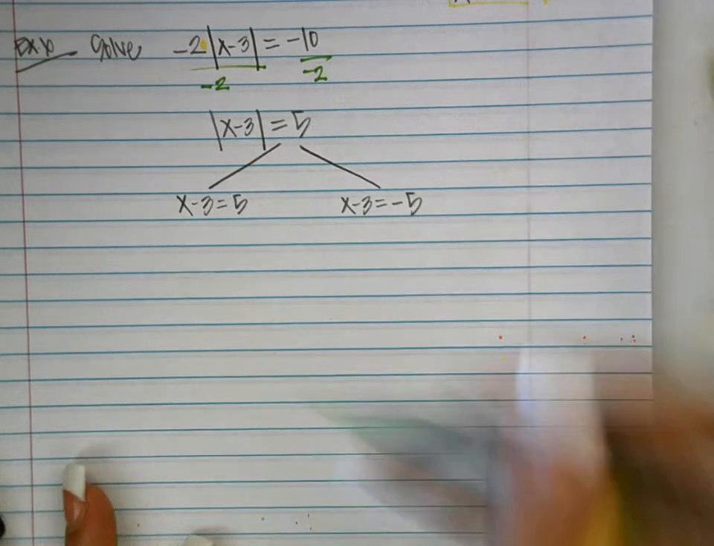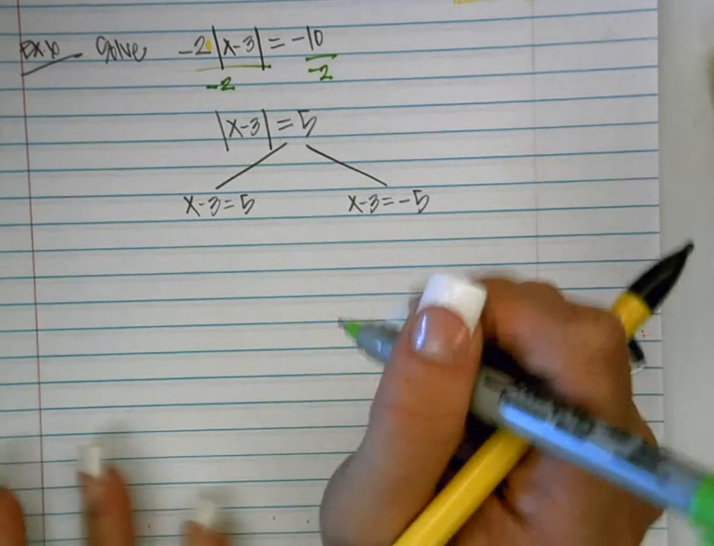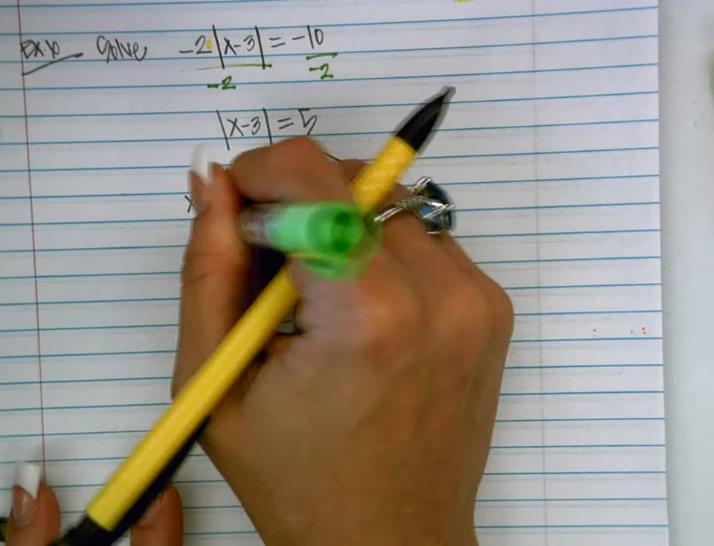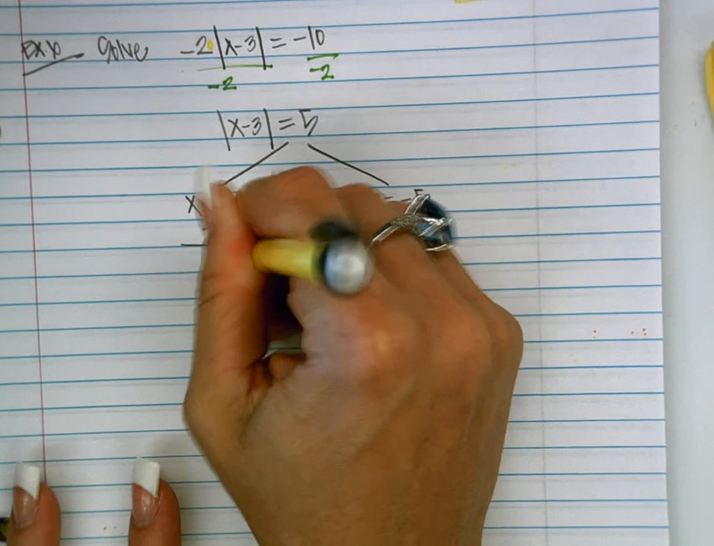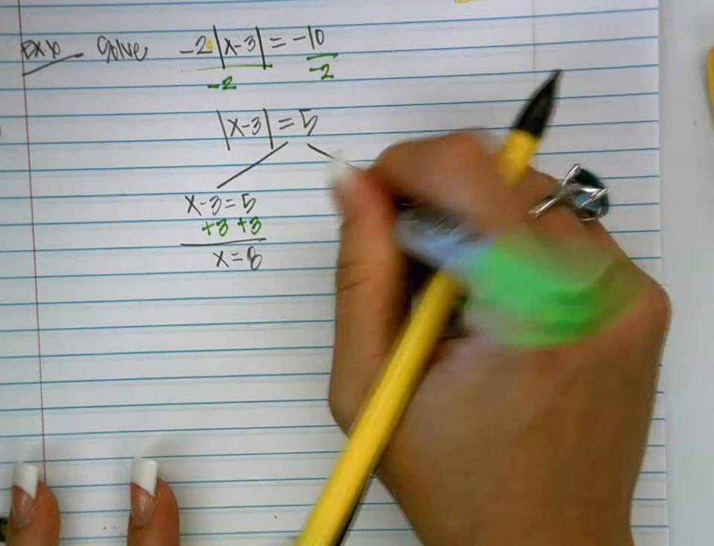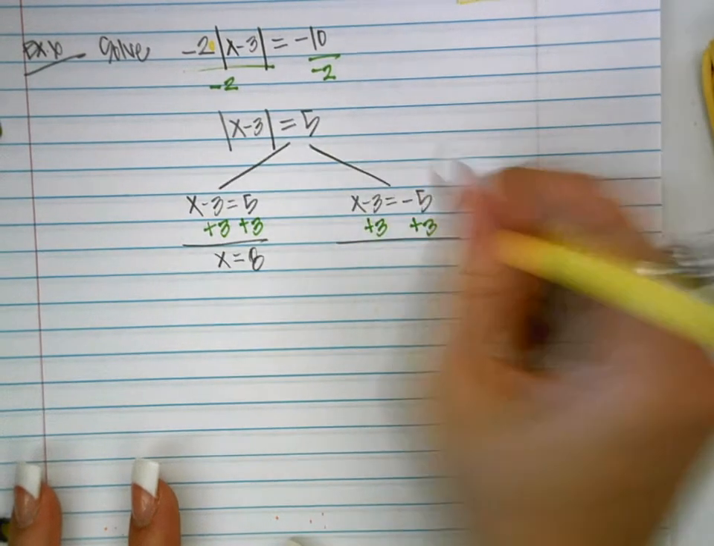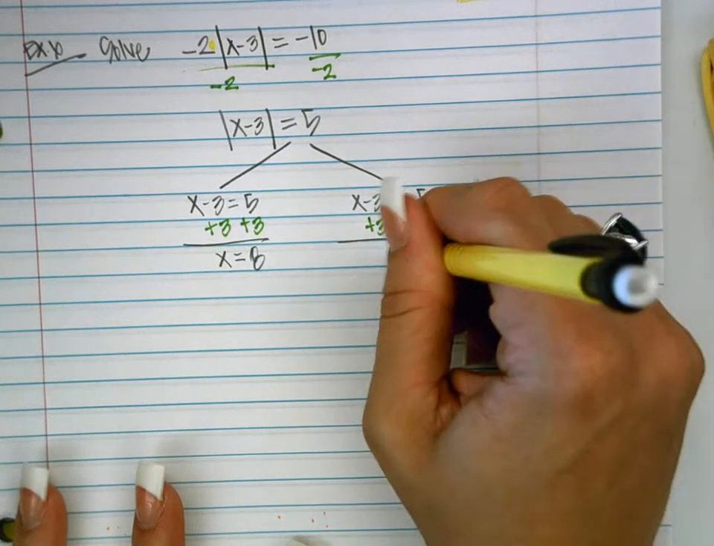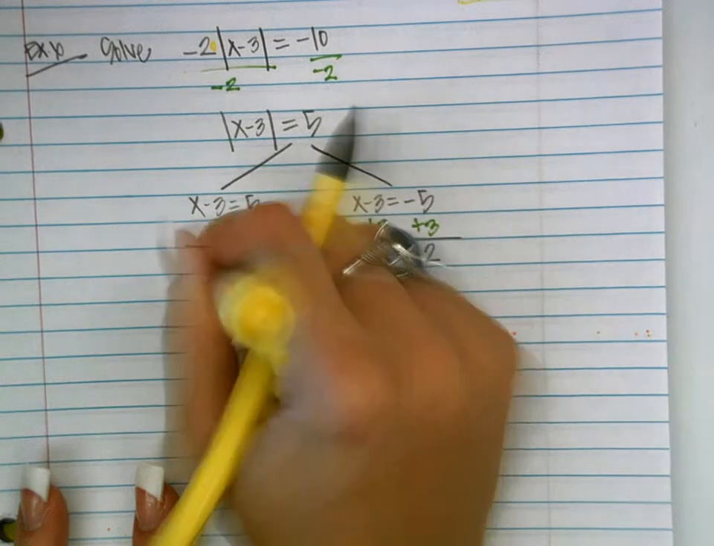So, to get rid of the negative 3, what do I do, Monique? You add. Add 3. Right. So add 3 to both sides. x equals 5 plus 3 is 8. Same thing on this side. Add 3 to both sides. These are different signs, so subtract them. 5 minus 3 gives you 2. Keep the sign of the larger one, which is negative. So 2 different answers here. x equals 8 and negative 2.